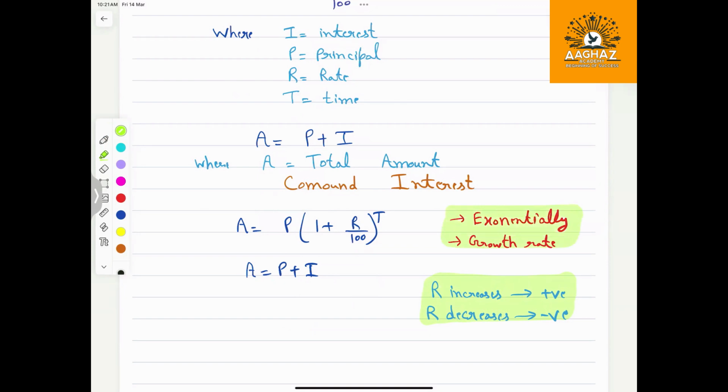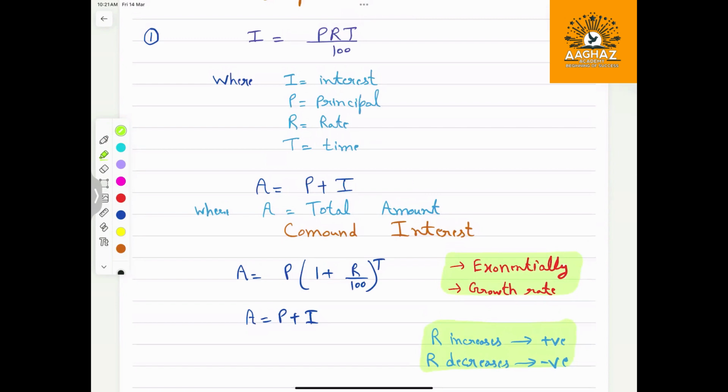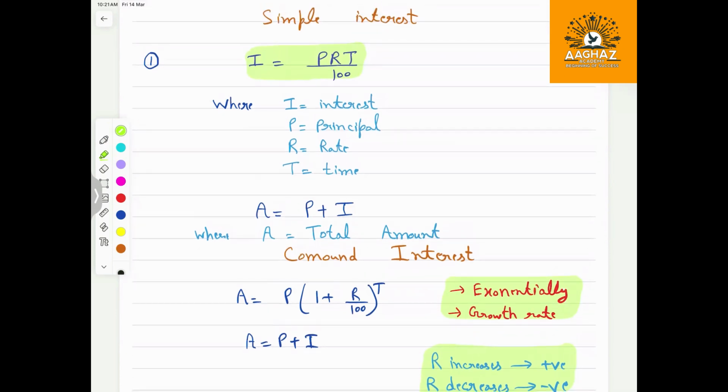So you can observe these are the formulas. Take 1 to 2 minutes to memorize these formulas. Then I will start the worksheet questions. You must know this formula, that is I is equal to PRT over 100. This is the formula for simple interest. And the other one is this formula for compound interest.